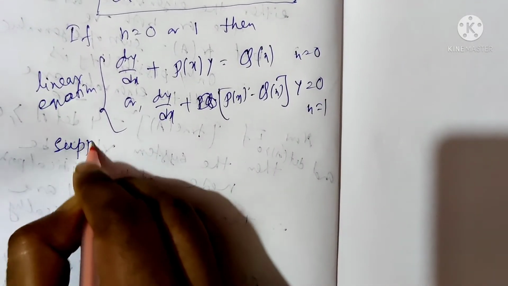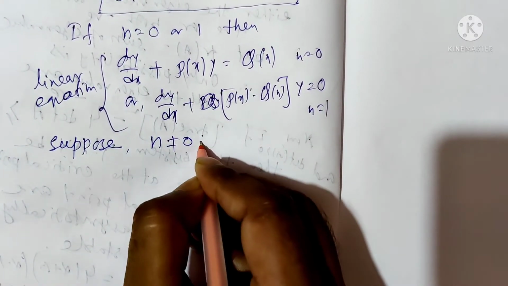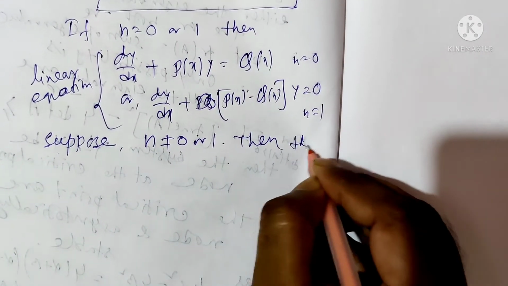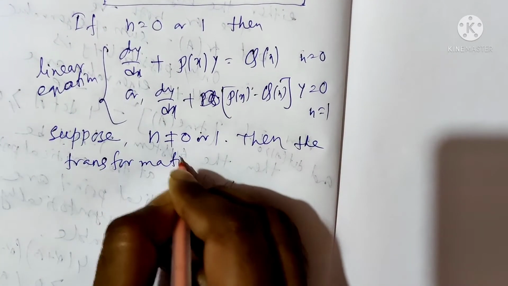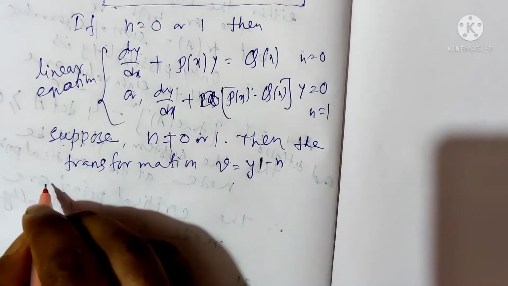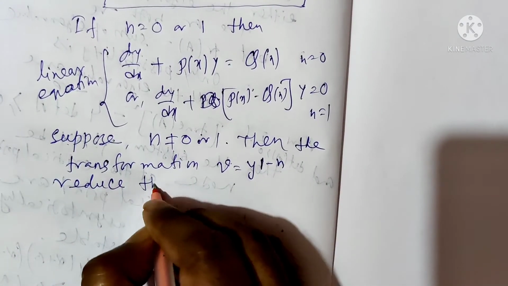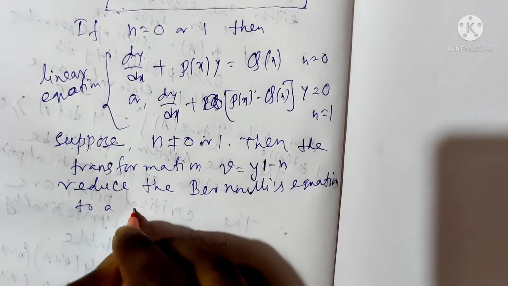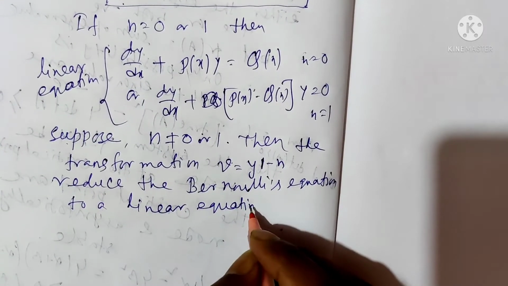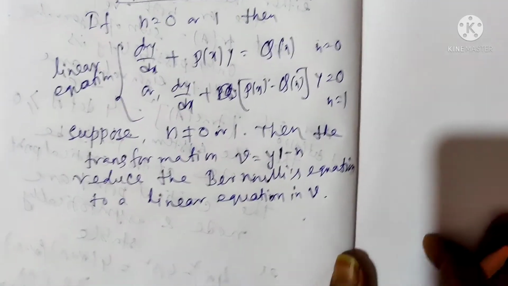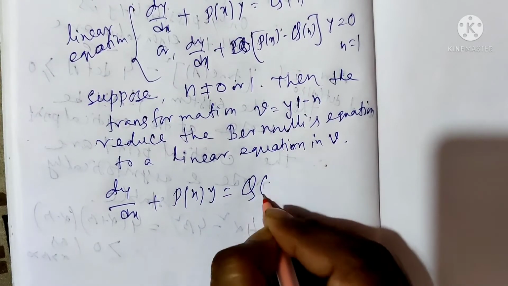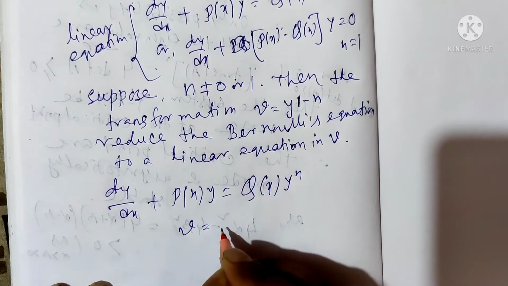Suppose n is not equal to 0 or 1, then the transformation v = y^(1−n) reduces the Bernoulli equation to a linear equation. Let the Bernoulli equation be dy/dx + p(x)y = q(x)yⁿ. Now v = y^(1−n).